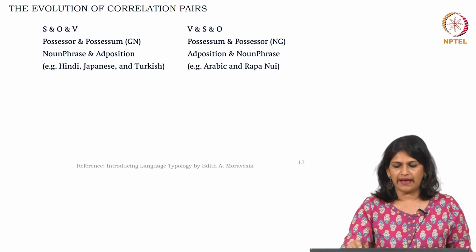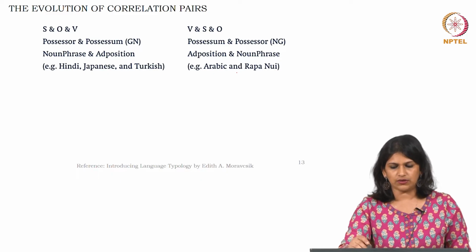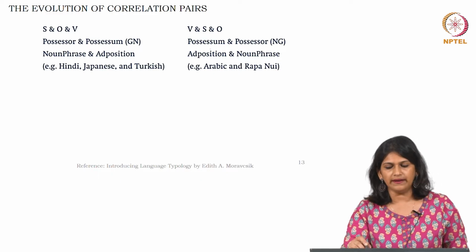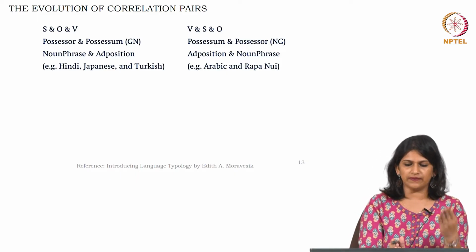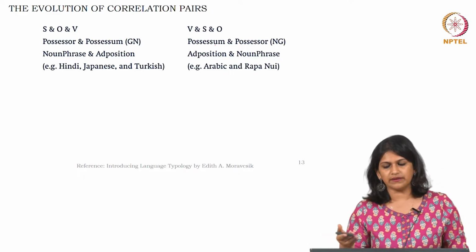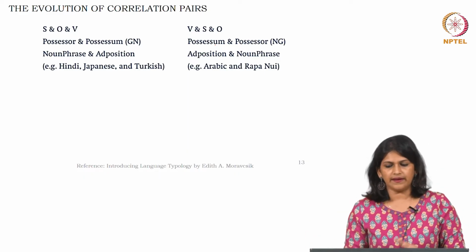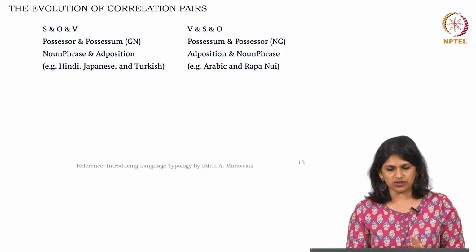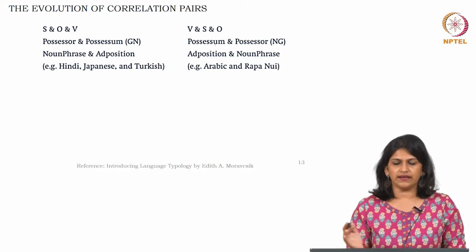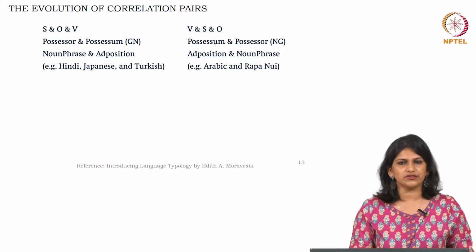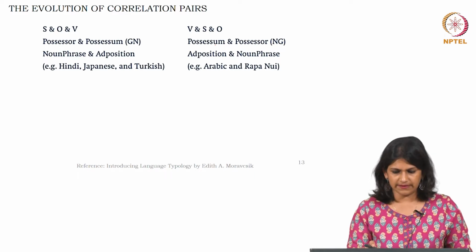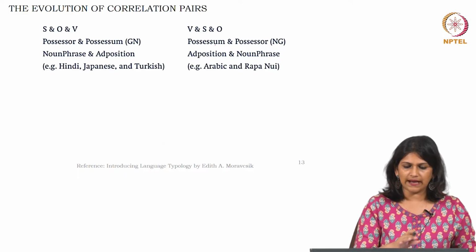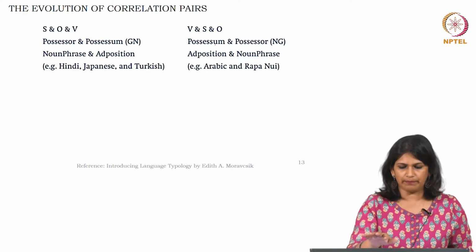And in case of VSO, you have Arabic and Rapa Nui. So, in case of VSO format, it is just the mirror image, okay. And if it is possessor and possessum in SOV, when it becomes VSO, it becomes possessum and possessor. Noun phrase and adposition, in case of SOV, in case of VSO, it is going to be adposition and noun phrase. My suggestion for you would be, go back to the data that we have discussed and find out how this kind of the correlation pairs.